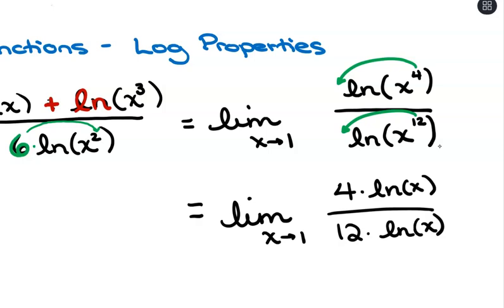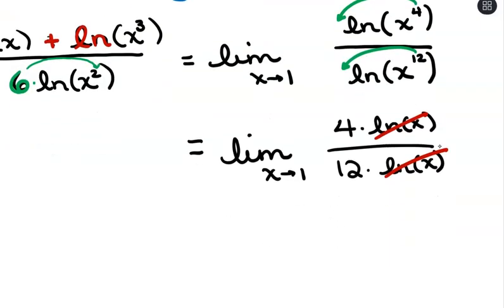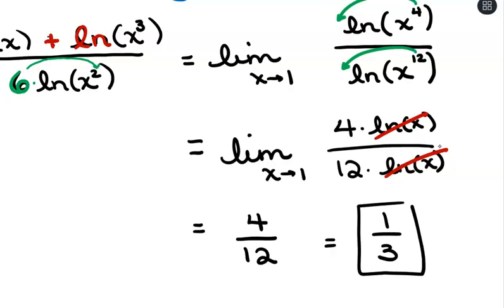And now we can make cancellations. And actually everything with x wipes out. We just have a constant here. So there's nowhere to plug in 1, which is completely fine. All we'll have left over is 4/12, which is the equivalent of 1/3 for our final answer.